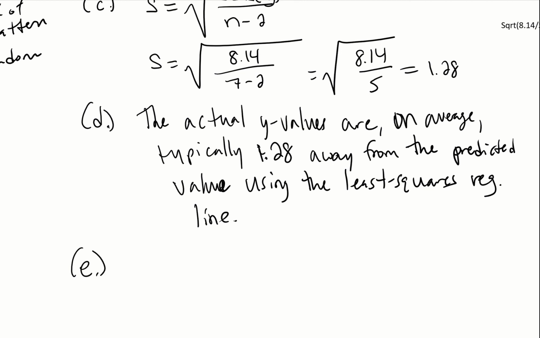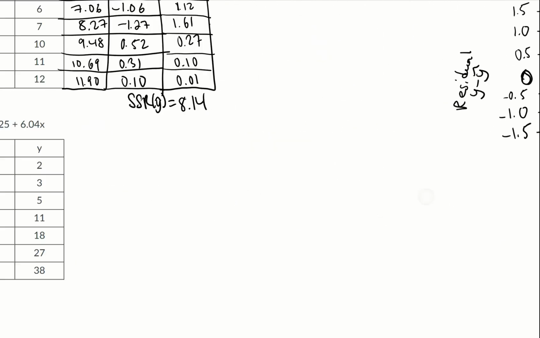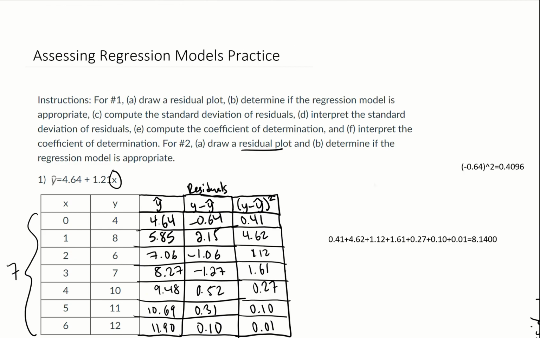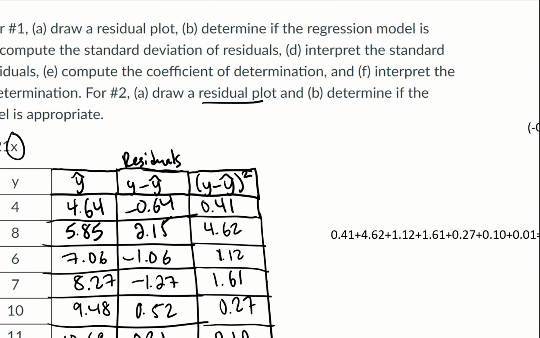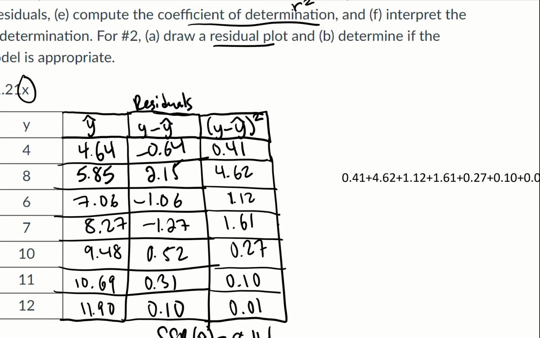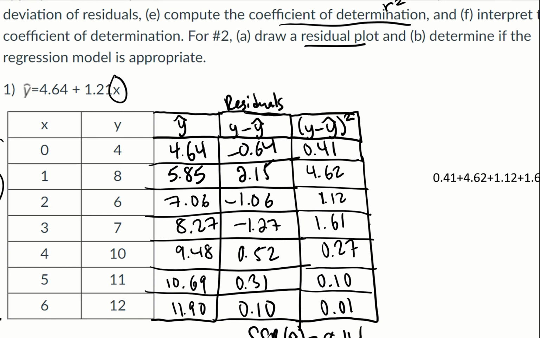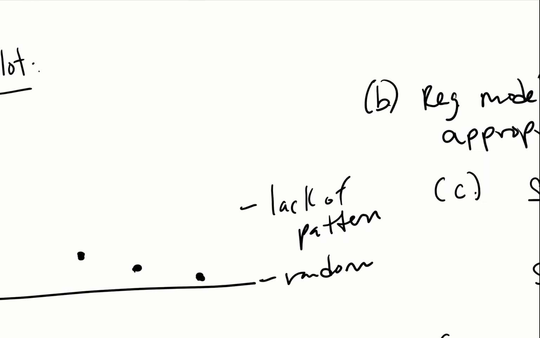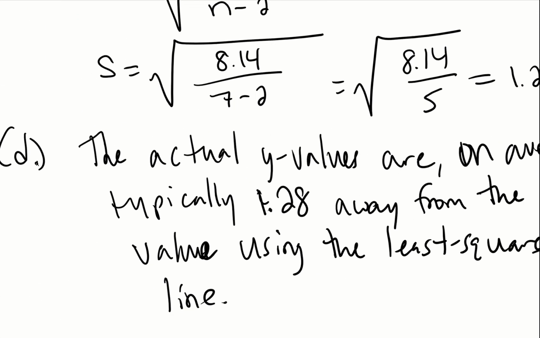All right, so part E, we want to compute the coefficient of determination. Remember, that's r squared. So we want to calculate r squared. To calculate r squared, we're going to need more information. We're going to need to know the y bar, and we're going to need to know the sum of squares for the y bar. The reason being is that, let's go ahead and write down the formula for r squared.